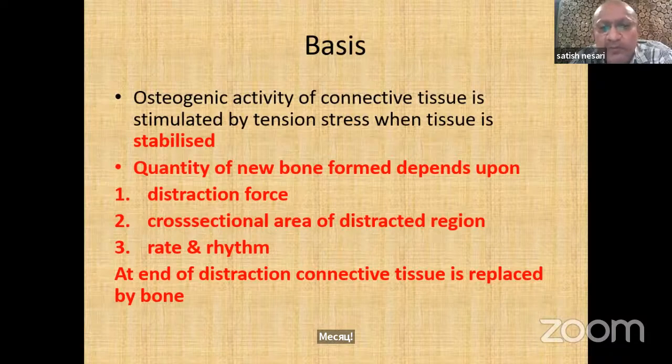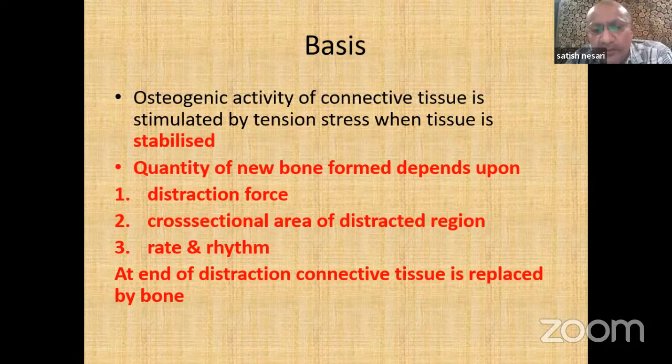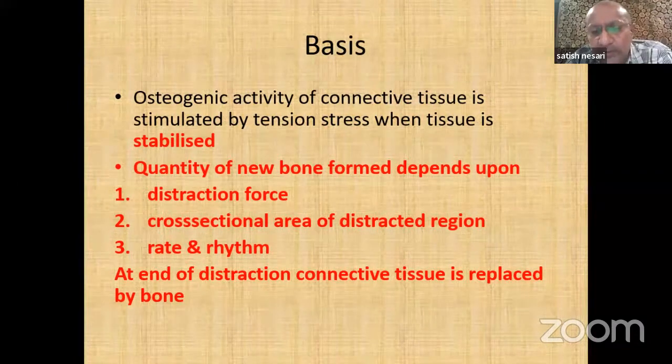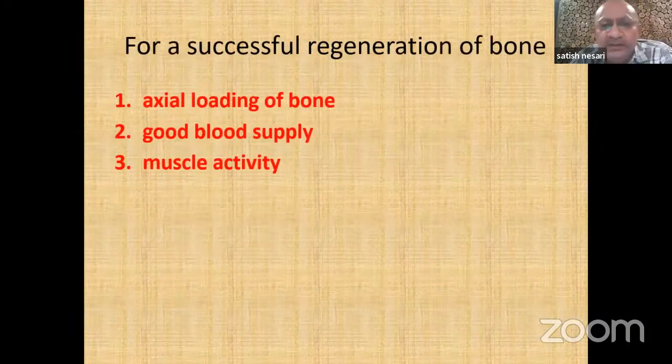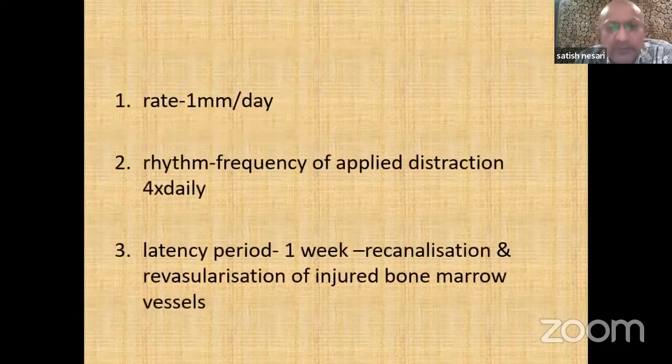So the quality of new bone formed depends upon distraction force, cross-sectional area of the distracted region, rate and rhythm. At the end of distraction, once you have obtained adequate distraction and you stop, the connective tissue is automatically replaced by good bone. For successful regeneration of bone to occur, axial loading of bone, that is, the patient has to walk, a good blood supply, and good muscle activity are required.